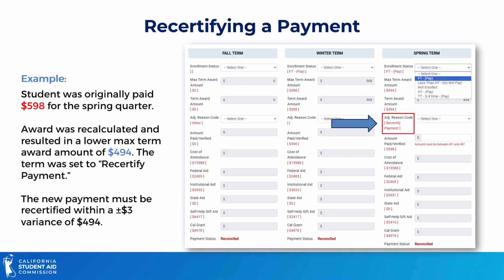The school can easily recertify by selecting full-time under the enrollment status field and clicking Save. The amount paid/verified field will automatically populate with the full-time award amount of $494. However, the school can override that amount paid with an award amount that is within that $3 variance of $494. Since this is a quarter school, the system will allow any dollar award amount for full-time from $491 up to $497.